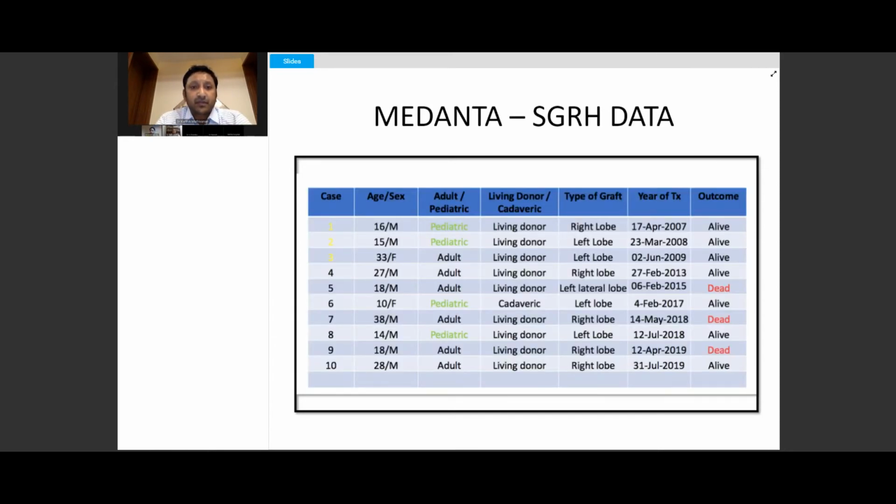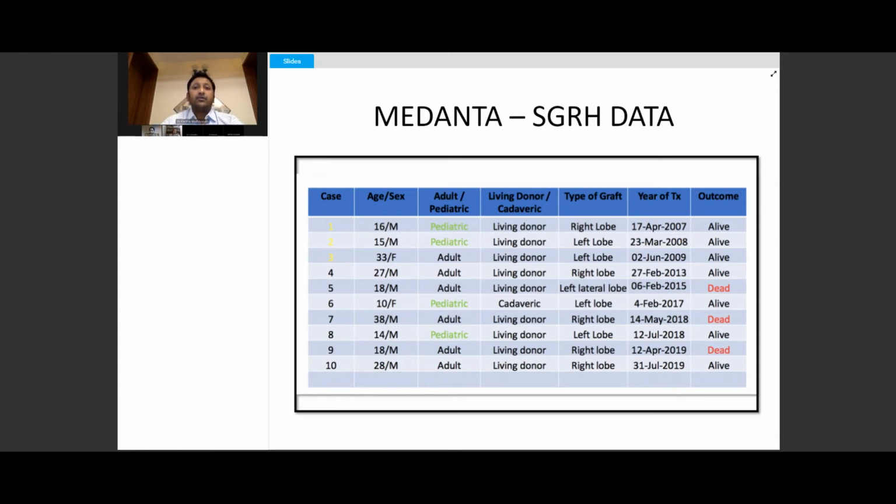So at my previous center, Medanta, from 2007 till 2019, we've done 10 liver transplants for primary hyperoxaluria, of which 4 are in the pediatric population, and 3 of them were combined liver-kidney with a single donor. And 1 was a cadaveric donor, and there is a 100% success rate in the pediatric population. However, in adults, among the 6 patients, we lost 3, so 50% mortality is quite high. The data is yet to be published.